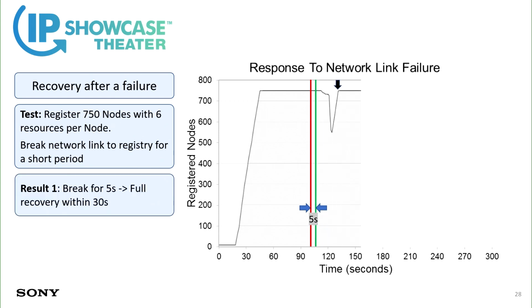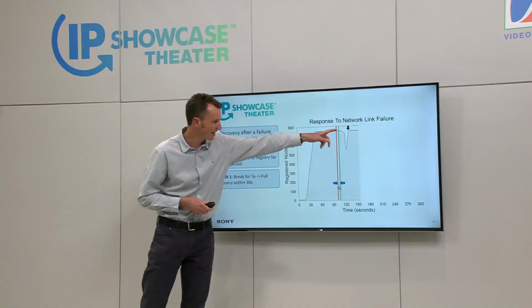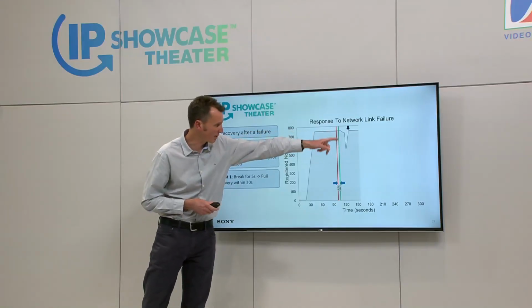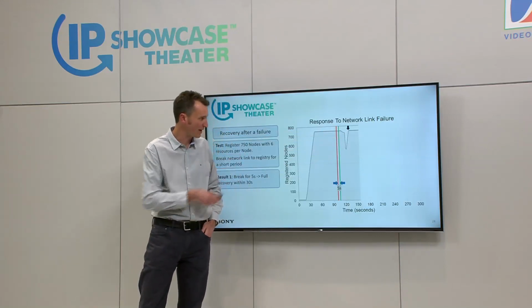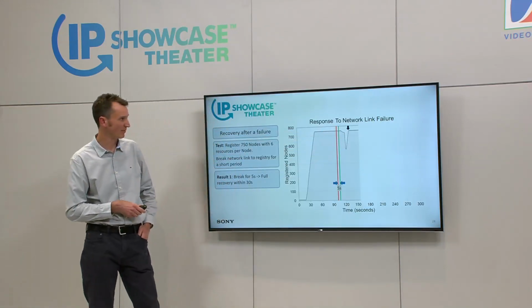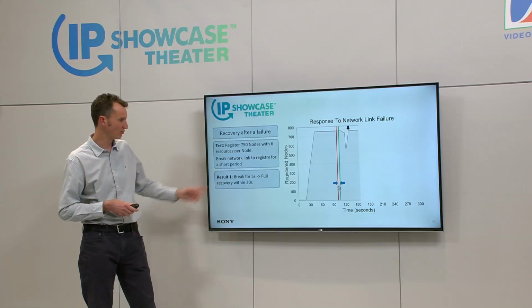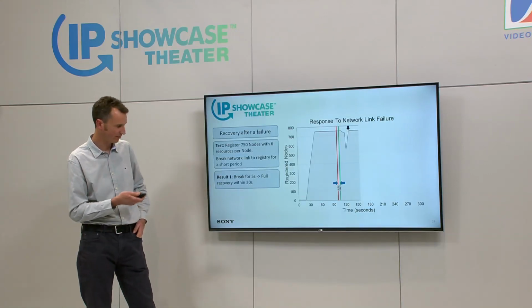What we found was, even though 5 seconds was less than the registry expiry interval of 12 seconds, sometimes the registry didn't receive a heartbeat from a node for slightly more than 12 seconds. So just a few of the nodes actually became expired from the registry and had to re-register themselves. But everything was back up and running, and fully registered again, within 30 seconds.